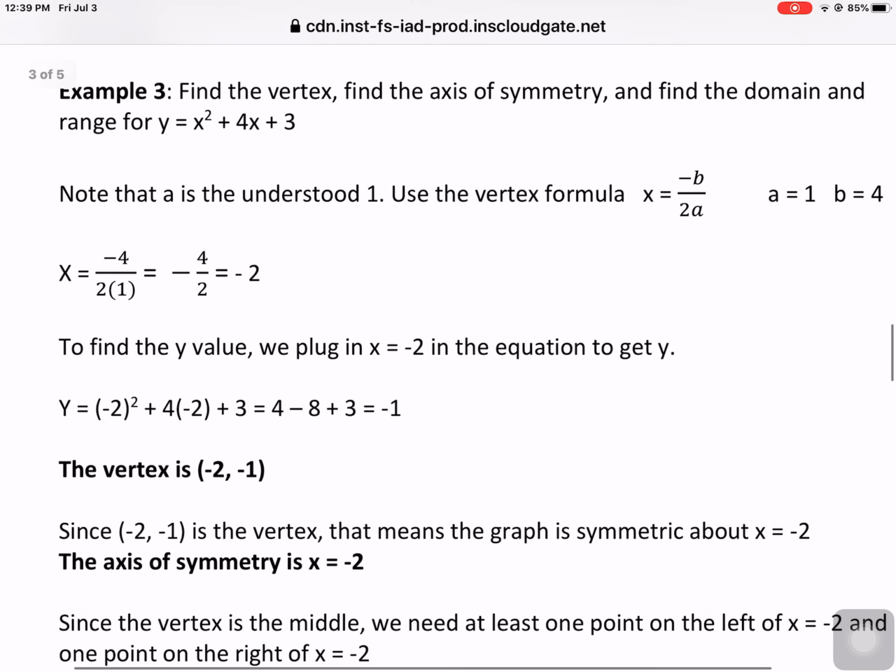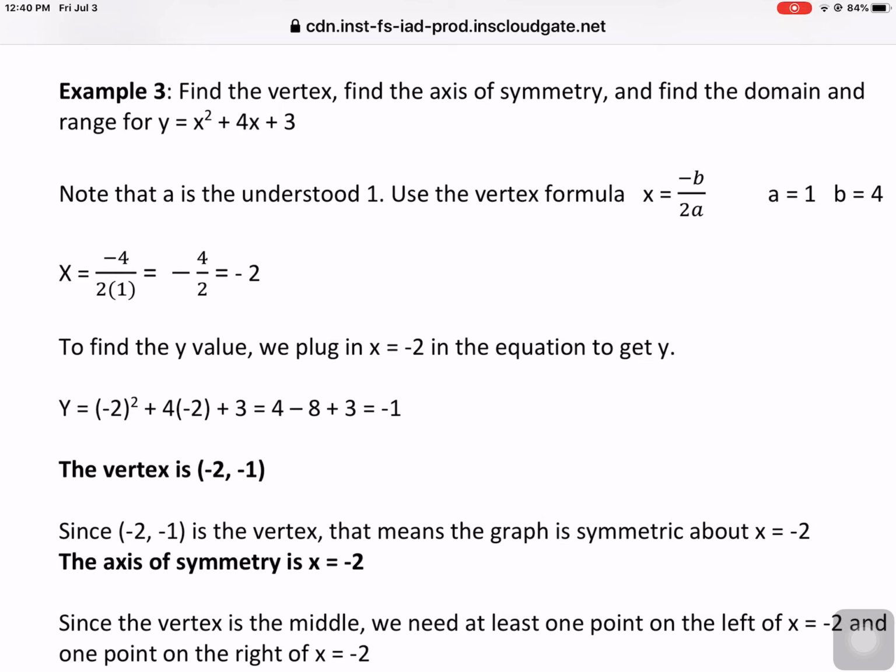Find the vertex. Example 3. Find the vertex, find the axis of symmetry, and find the domain and range for y equals x squared plus 4x plus 3. Note that a is the understood 1. Use the vertex formula. X equals negative b divided by 2a. A is 1, b is 4. X equals negative 4 over 2 times 1, which is negative 4 divided by 2, which equals negative 2.